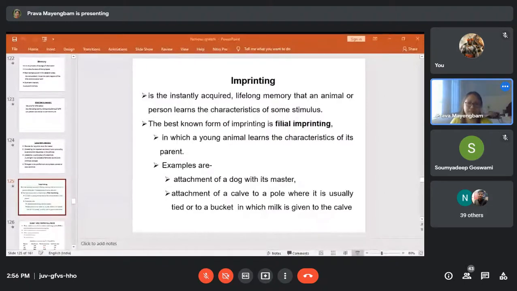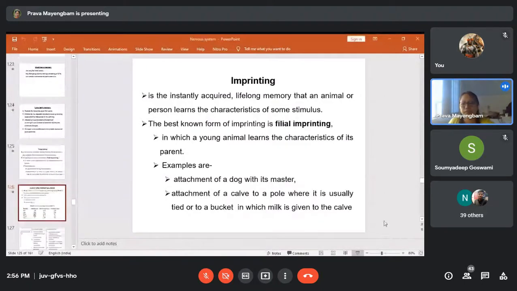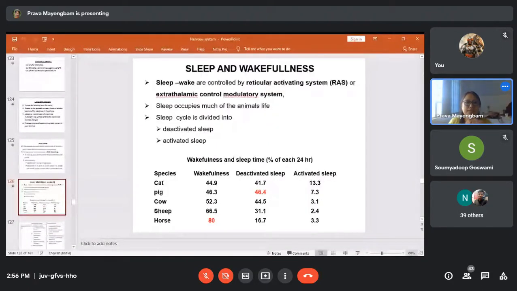Okay. Yes, next topic is sleep and wakefulness. Are you able to see this slide? Sleep and wakefulness.